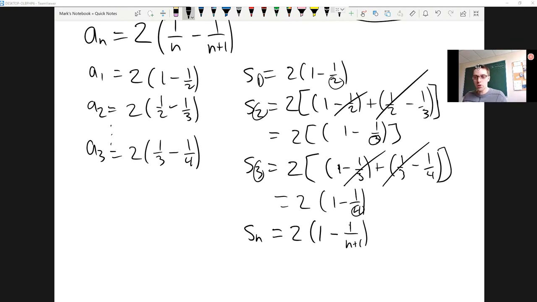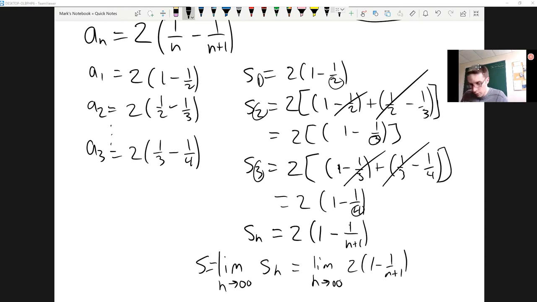And if those are the partial sums and we want to know what the sum of all of them approaches, we can look at the limit as n goes to infinity of that quantity, which would be the limit as n goes to infinity of, let's see, that's 2 times 1 minus 1 over n plus 1. Well, that second term definitely wants to go to 0, and so we're going to be left with just 2.